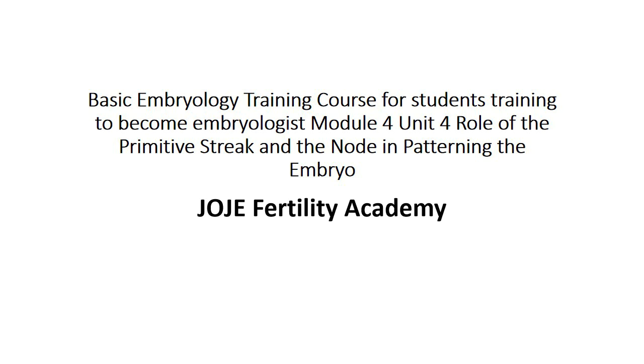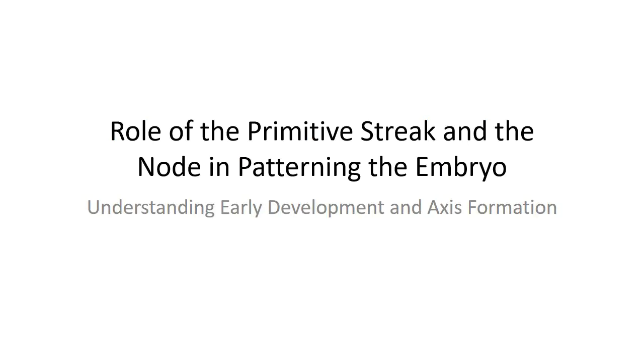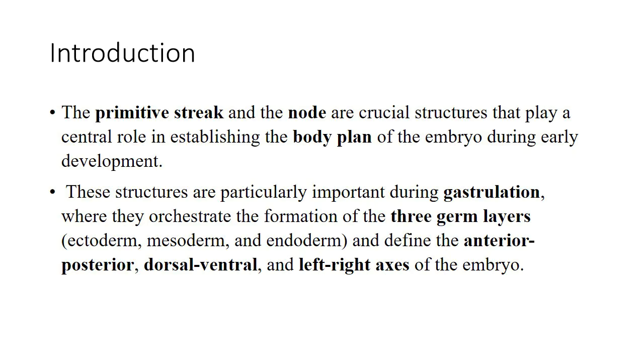Role of the primitive streak and the node in patterning the embryo. The primitive streak and the node are crucial structures that play a central role in establishing the body plan of the embryo during early development. These structures are particularly important during gastrulation, where they orchestrate the formation of the three germ layers, ectoderm, mesoderm, and endoderm, and define the anterior, posterior, dorsal-ventral, and left-right axis of the embryo.